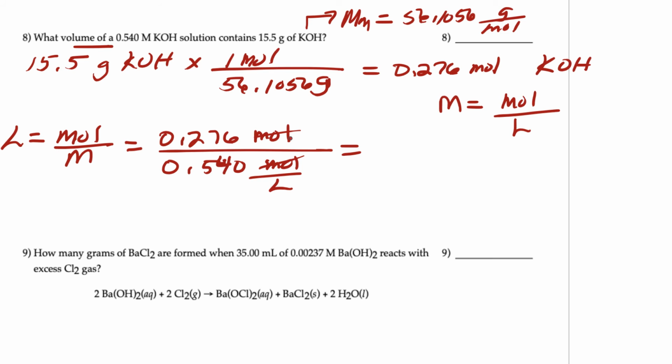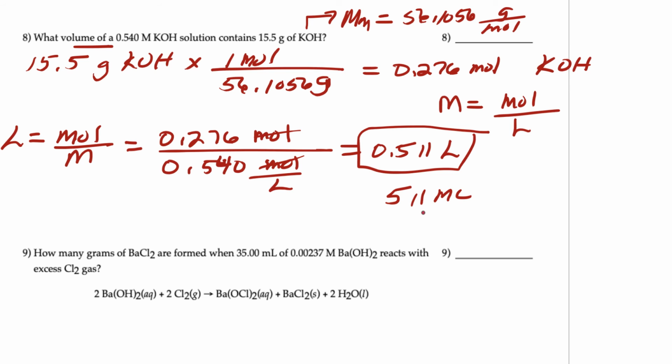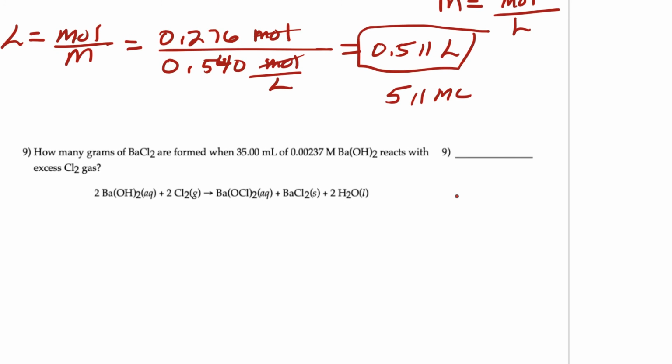0.276 divided by 0.54, and that's 0.5111 liters. If they wanted milliliters, we would just multiply this by 1,000. That'd be 511 milliliters. Okay.